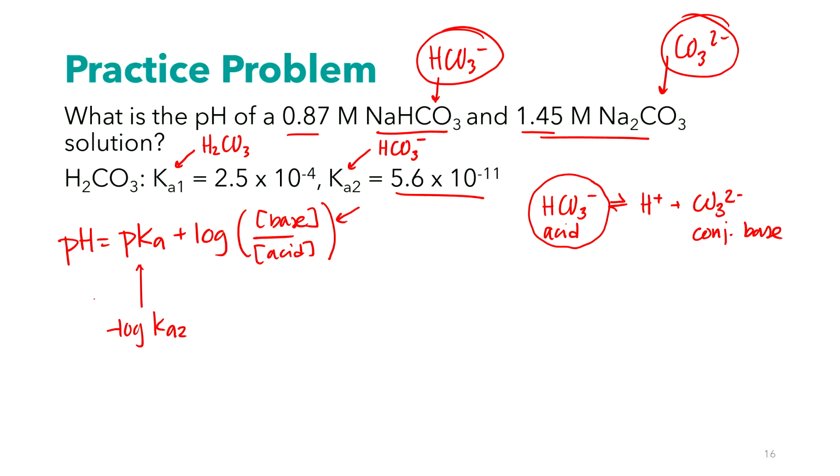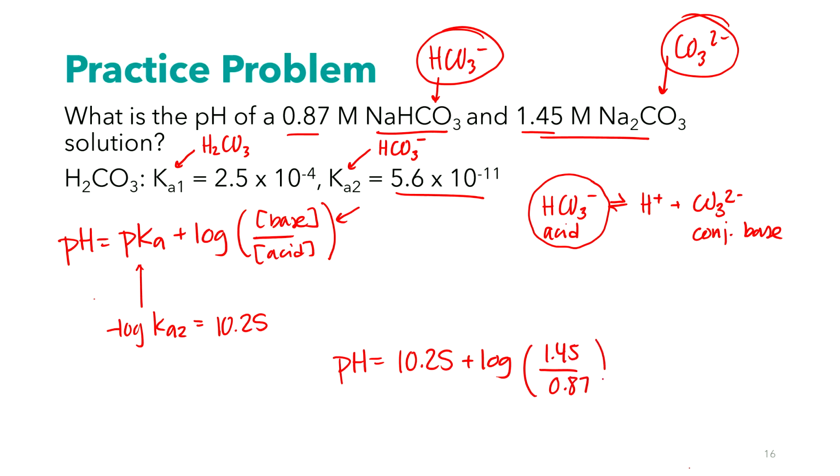That 2.5 times 10 to the negative 4, that's if I had added in carbonic acid, H2CO3. I didn't add in carbonic acid. That was not in this. I didn't put that in, so I'm not going to even think about it. Okay? So my pKa that I need to use for this is 10.25. So my pH equals 10.25 plus the log of 1.45 over 0.87. And that gave me 10.47.